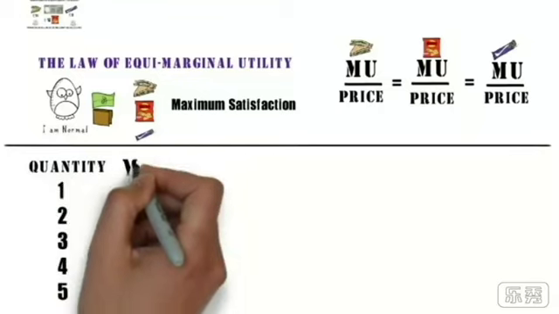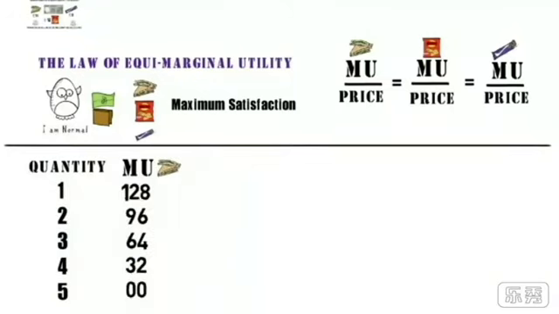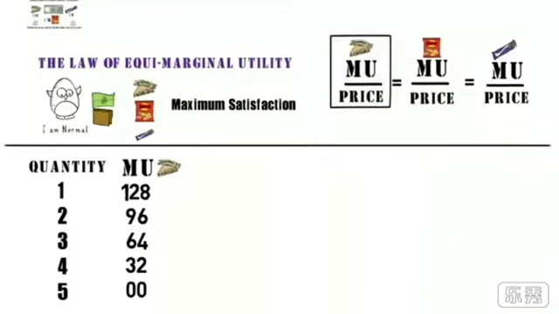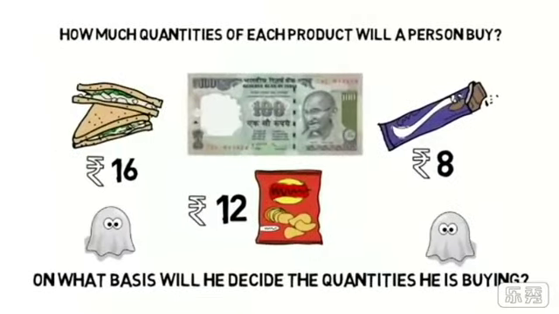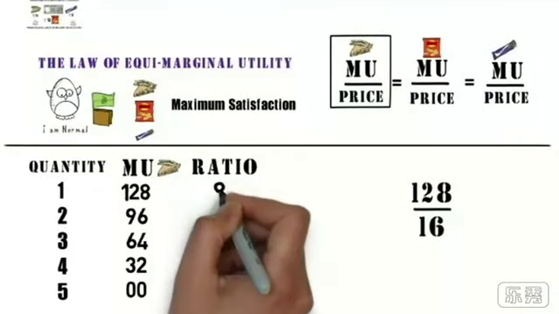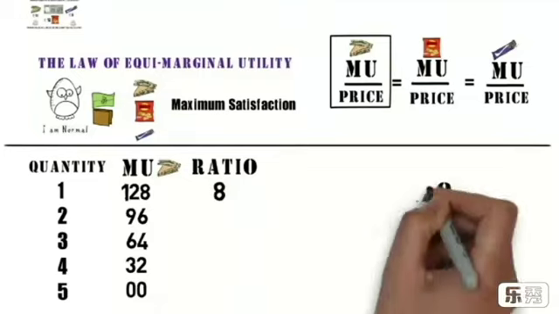Let's assume that you're given the marginal utilities your friend derives from the additional units of sandwich. Which means when your friend eats the first sandwich, he gets 128 units of utility. From the second sandwich, his utility decreases to 96 units and so on. Now, to find the ratio, we need to apply this formula, that is marginal utility upon price. We know that the price of the sandwich is rupees 16 and the marginal utility from the first sandwich he derives is 128. Hence, the ratio will translate to 8.